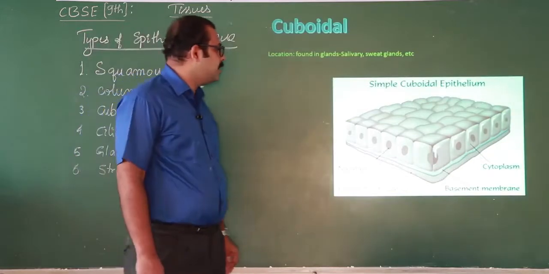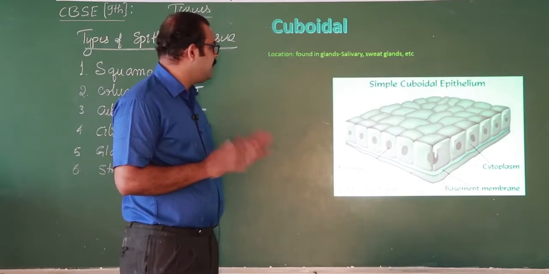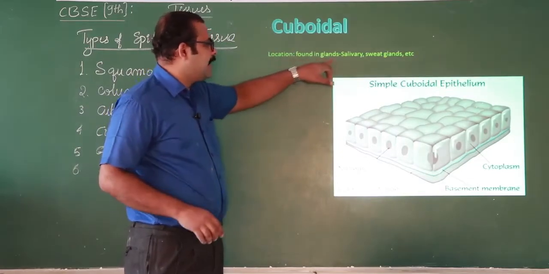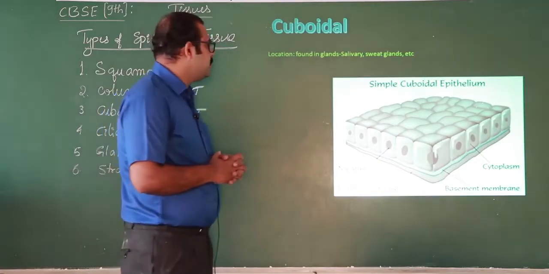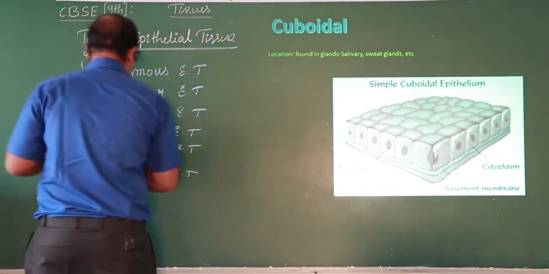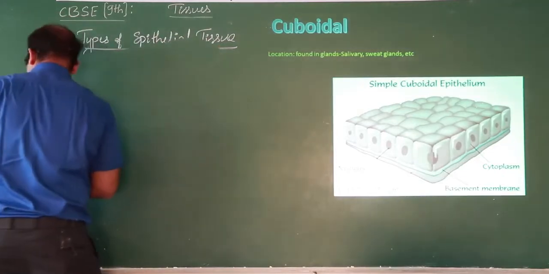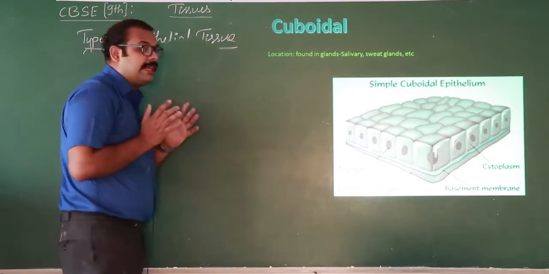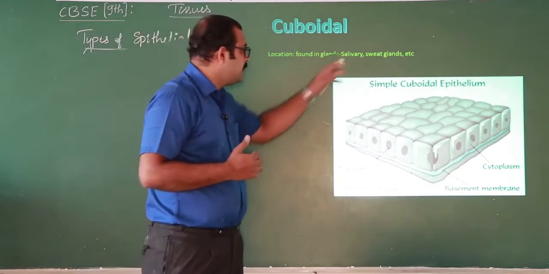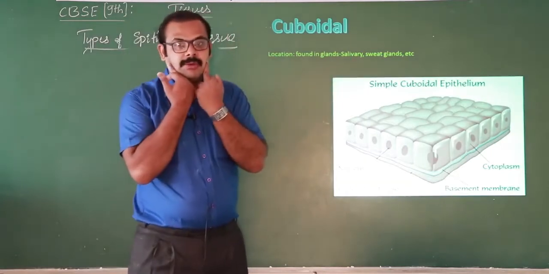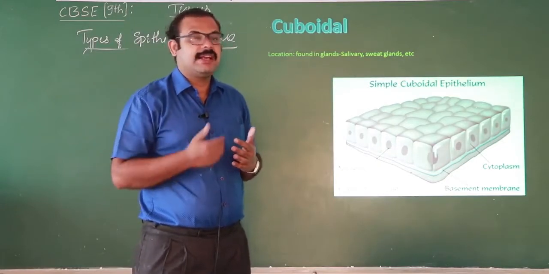Next one, cuboidal. See, cuboidal epithelial tissue is mainly located in glands, like salivary glands and sweat glands. These cuboidal cells provide mechanical strength to the body, and they are also involved in secretion of products. Say for example, the salivary glands are located in the mouth and produce saliva, which acts as a secretory product.